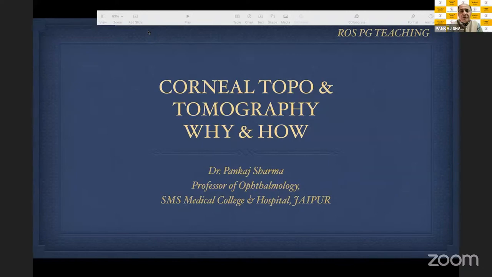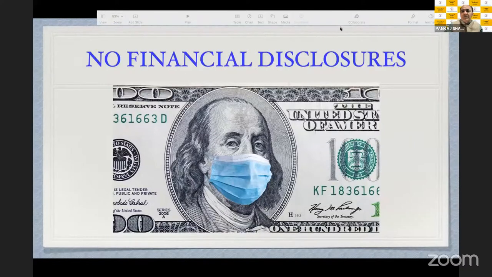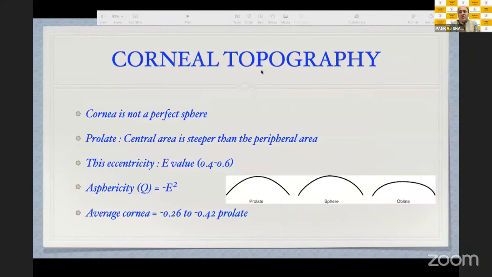Yes. So today we'll be discussing corneal topography and tomography. Why and how? Why? Because it is of great clinical significance, not just for the corneal surgeons, but for the cataract surgeons, for anybody who wants to give perfect vision to the patient. And how? The machines are very daunting. Everybody is scared of so many things that come out of the machine, and how to interpret the corneal topography. I have no financial disclosures, because I'll be speaking about these gadgets, but I have no financial interest in any.